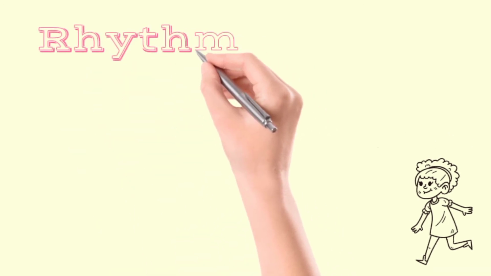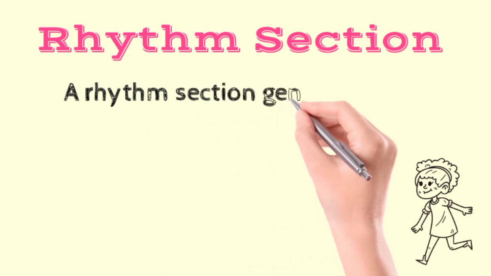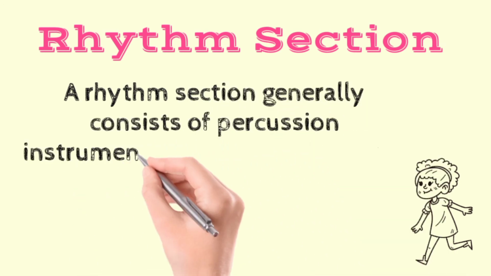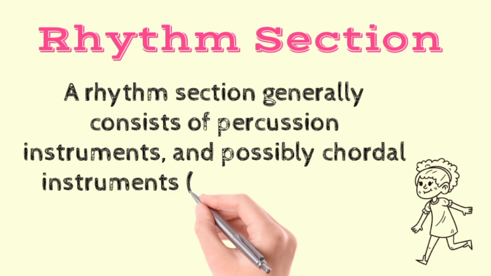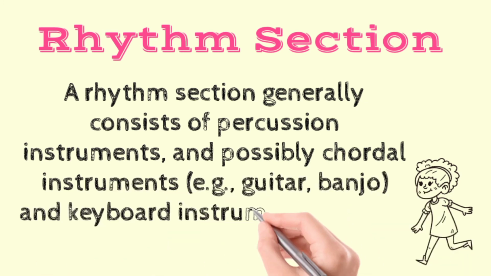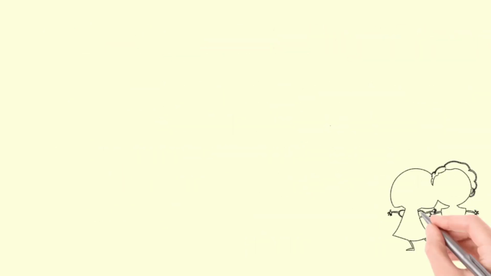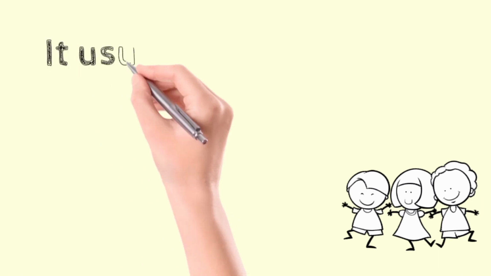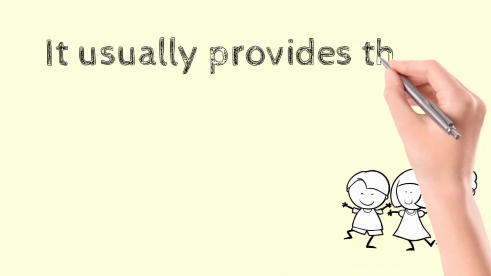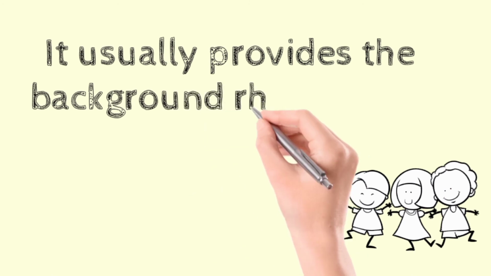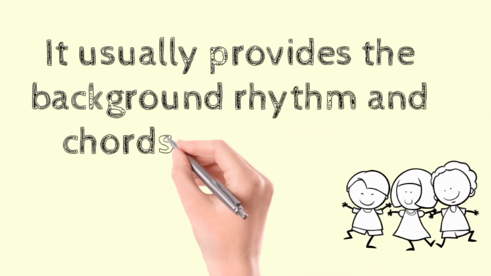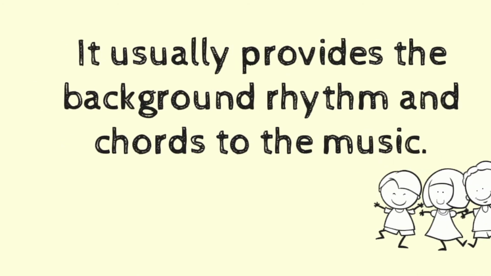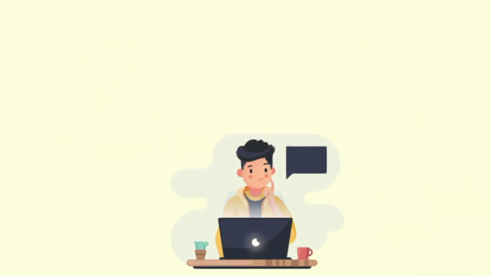Another is rhythm section. A rhythm section generally consists of percussion instruments and possibly chordal instruments like guitar or banjo, and keyboard instruments such as piano. It usually provides the background rhythm and chords to the music. Parang siya yung nag-a-add ng saliw, yung nagbibigay buhay.